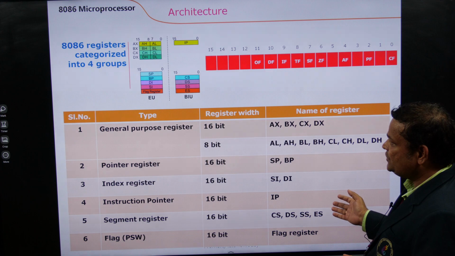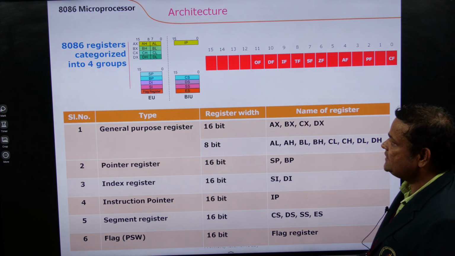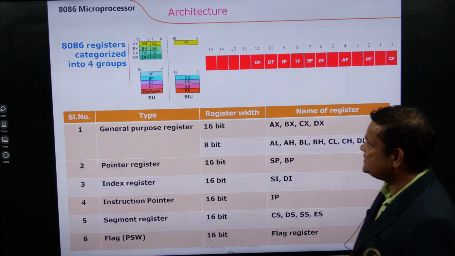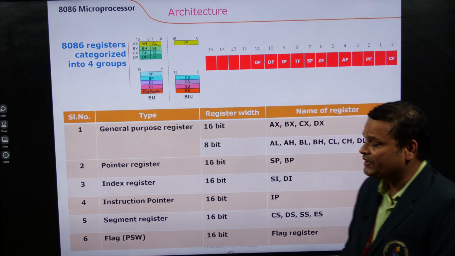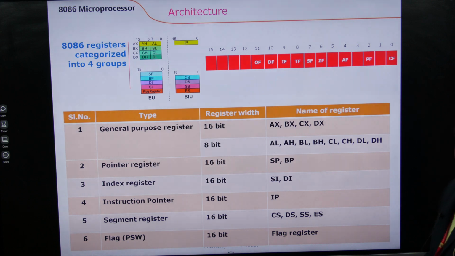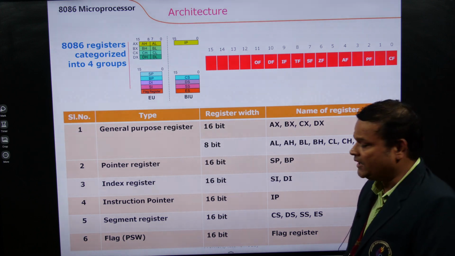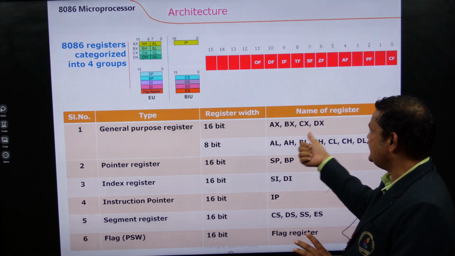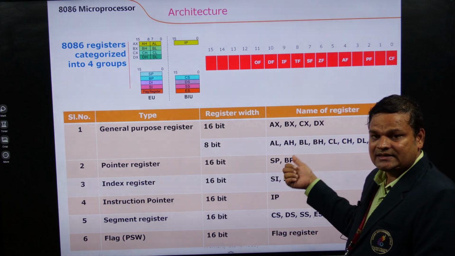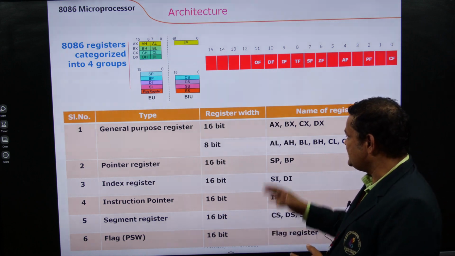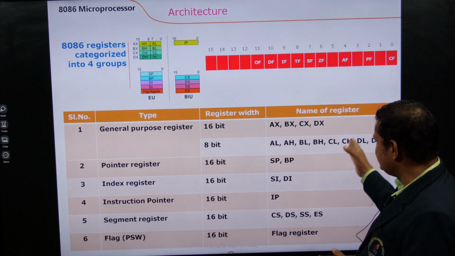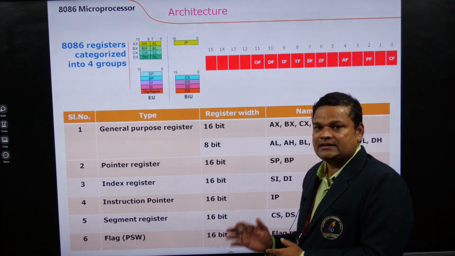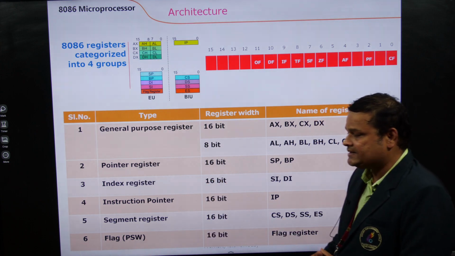The execution unit consists of various registers. These registers are categorized into 6 types. The first is the general purpose registers, which are used for processing data. We have 4 16-bit registers: AX, BX, CX and DX. These registers can also be used as 8-bit registers: AL, AH, BL, BH, CL, CH, DL and DH. Apart from general purpose work, these registers have some special functions which will be discussed further.